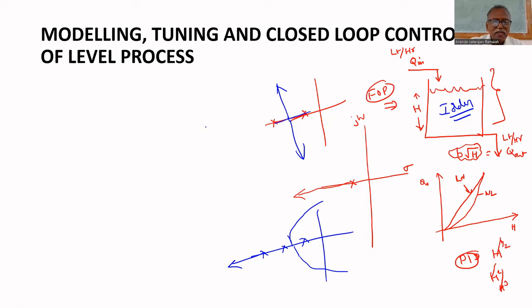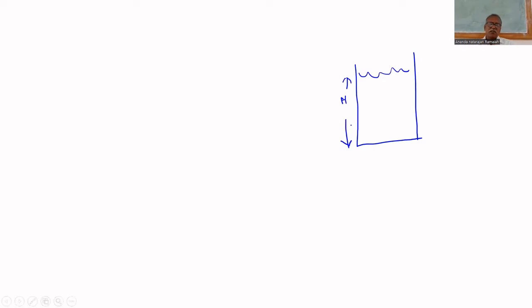But in practice, it is not first order. Suppose I want to control this level process, this is the level process. I want to control the level of this tank, H. Always I want to maintain the level of the tank at 50%.